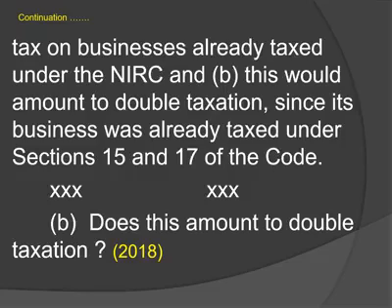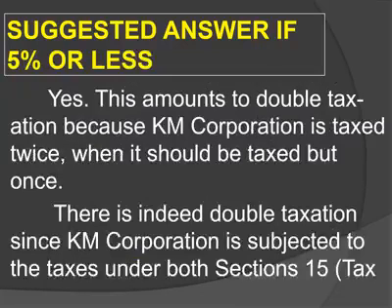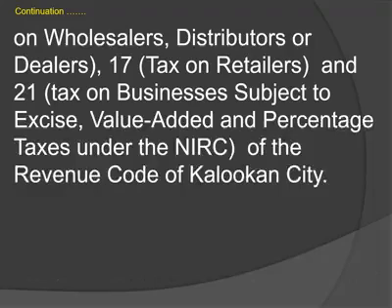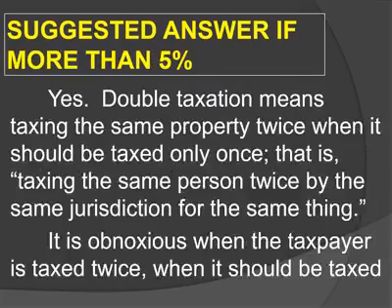So, again, let's go back. Five percent, or more than five percent. Yes, this amounts to double taxation since KM Corporation is taxed twice when it should be taxed but once. There's indeed double taxation since KM Corporation is subjected to the taxes under both Sections 15 and 17 of the Revenue Code of Caloocan City, and the expanded tax.